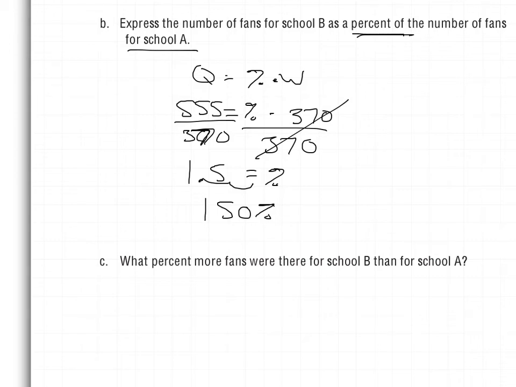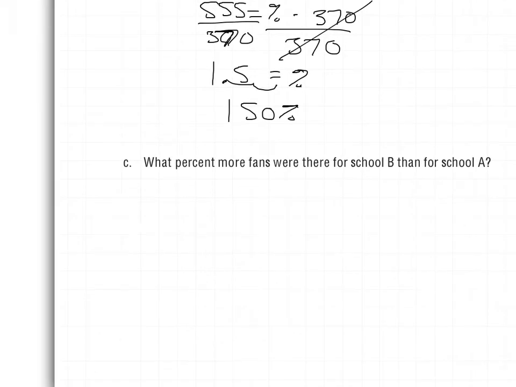All right, this says what percent more fans were there for school B than for school A. So this is saying percent more. This is looking for the percentage of the change in the difference between the two sets of fans. So this is a comparison. It's looking for the percent more. So when we set this one up, quantity equals percent times whole. You definitely need to set this one up thinking about what is the percentage of change, so what's the quantity of change, and then what's the whole.